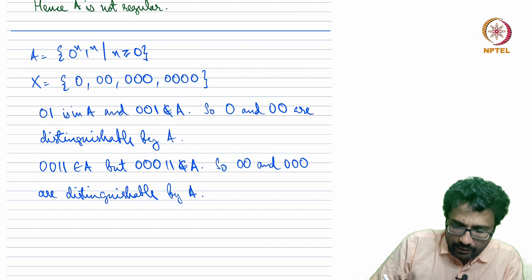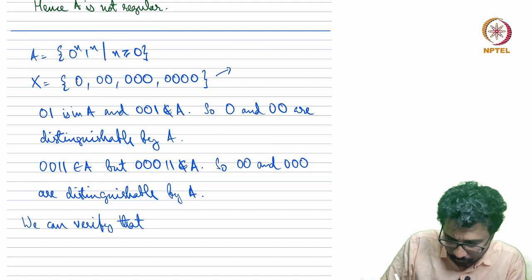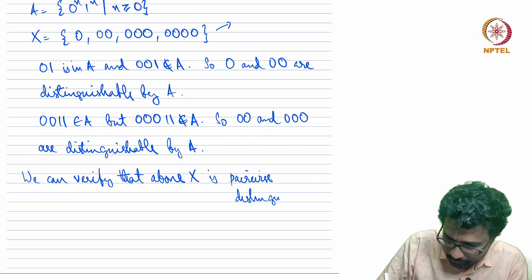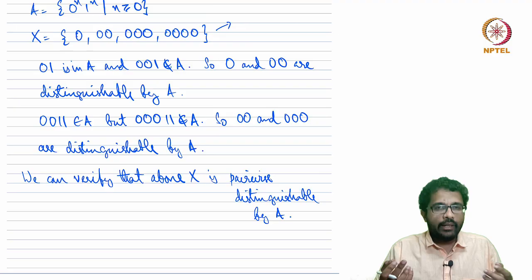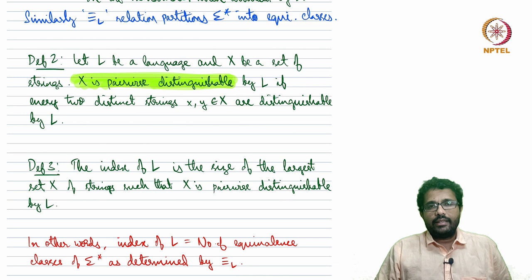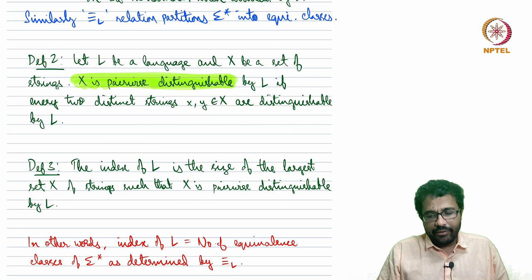So this means that we can verify that the above X is pairwise distinguishable by A. Pairwise distinguishable by A means that for any two you take from the set, they must be distinguishable. So this is what pairwise distinguishable by a language means. The set is pairwise distinguishable if any two distinct elements of that set are distinguishable by the language, right? The third definition is that of the index of a language, right?